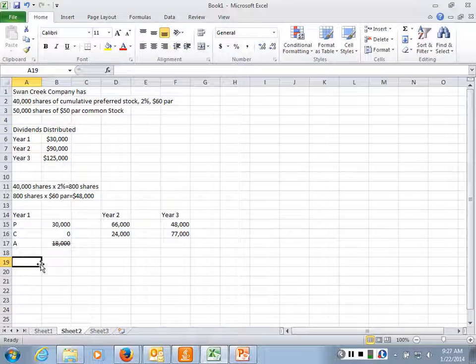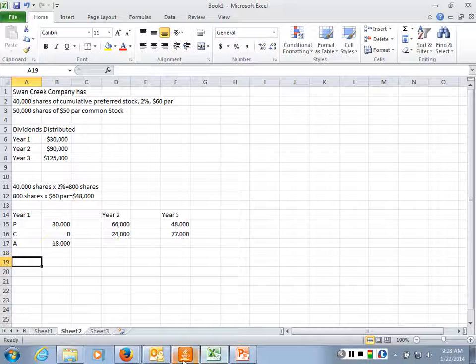Alright, so once again, shares times the percent gives you the number of shares that will receive dividends. After that, you take those shares times the par value. That's how much preferred stockholders should get every single year. If you cannot pay them that, it will go into arrears. Once you can, you pay them that plus the amount in their arrears, and common just gets what's left over.